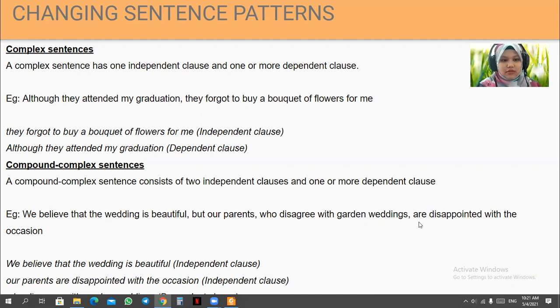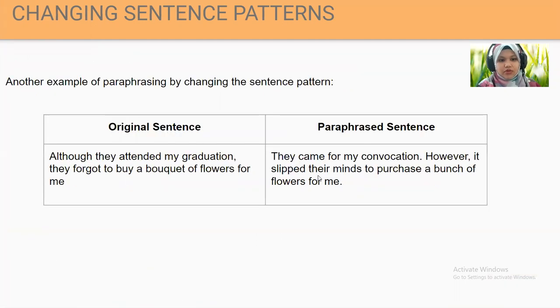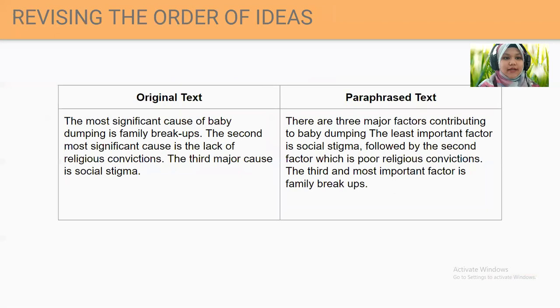So next. This is the original sentence. Although they attended my graduation, they forgot to buy me a bouquet of flowers. Okay, so here is a paraphrased sentence which has the same meaning. They came to my convocation. Graduation changed to convocation. However, it slipped their minds. Instead of saying, "Oh, I forgot," "Oh, sorry, it slipped my mind." Okay, to buy, you change to purchase a bunch of flowers for me. Same meaning. Last strategy, revising the order of ideas.